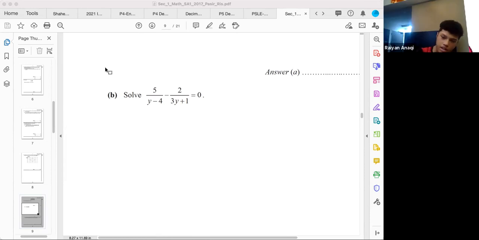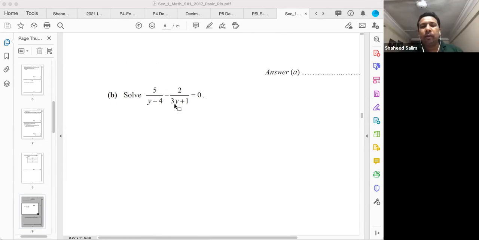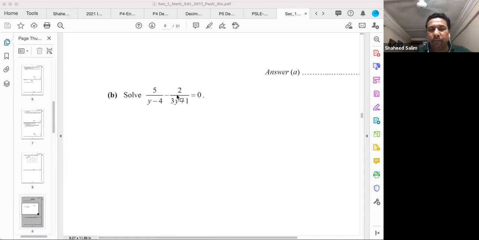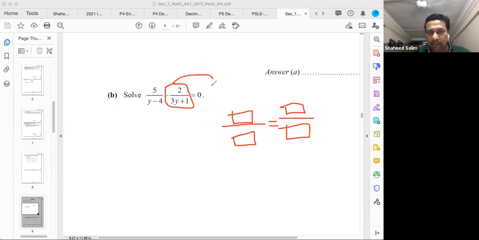Sure, I can flip them, right? Which one? Flip how? Flip, like put the 5 below, then y minus 4 on top. Wait. If you want to do that, you must have it in this form. That means this one will have a number here, then an equal sign, and a number here. So how to do that? You bring this whole thing to the other side. Minus becomes plus, right? Then this becomes 2 over 3 plus y. Then you can flip both. Then it will be in this format, right?